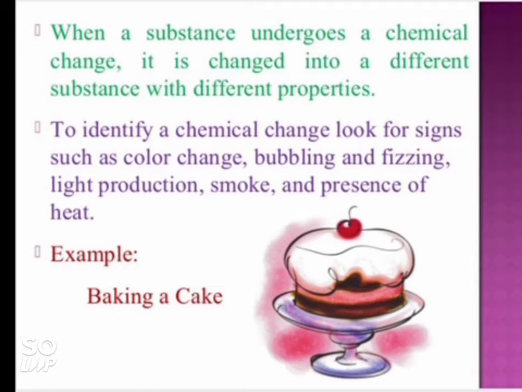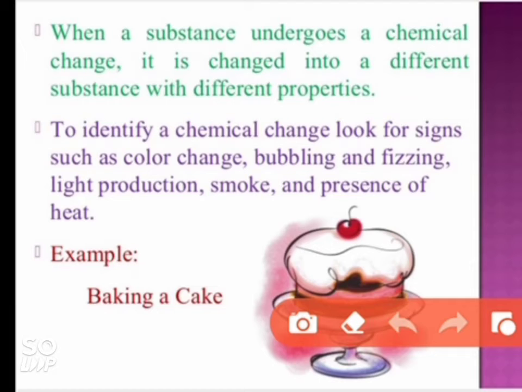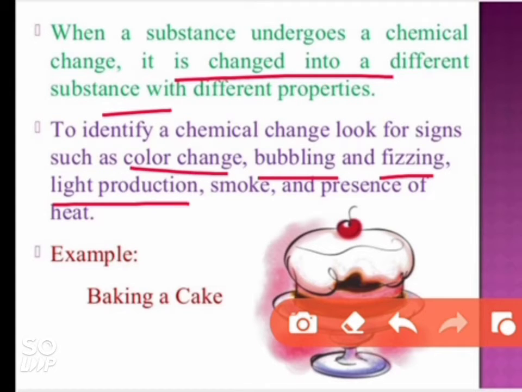When a substance undergoes a chemical change, it is changed into a different substance with different properties. To identify a chemical change, look for signs. There are some signs which indicate it is a chemical change, like bubbling and fizzing, light production, color changing, smoke and presence of heat. All are the signs of chemical change.